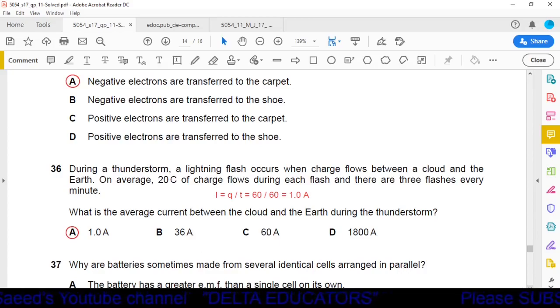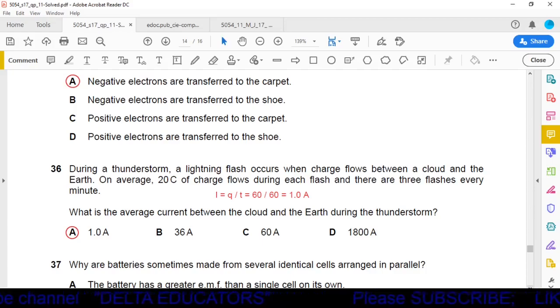Question number 36. During a thunderstorm, a lightning flash occurs when charge flows between a cloud and the earth. On average, 20 coulomb of charge flows during each flash and there are 3 flashes every minute. What is the average current between the cloud and the earth during the thunderstorm?